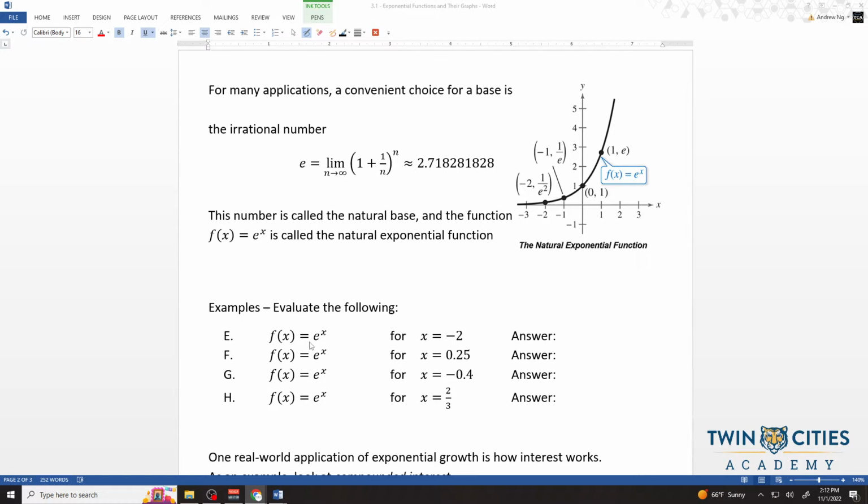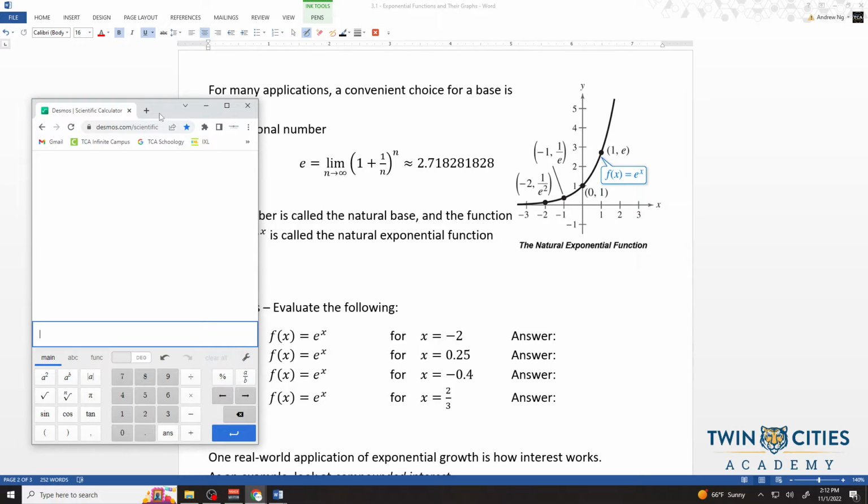So here I've got 4 more examples that we're just going to plug into the calculator. E to the power of x, where x is going to be negative 2, 0.25, negative 0.4, and 2/3. So I'm going to bring my calculator back over and show you how to plug those in. Now again, the calculator recognizes what e is. So when I just type e, it will automatically put in there 2.718 and so forth. So now I do e to the, and then for the first one, I'm going to replace the x with negative 2. And I get 0.1353.